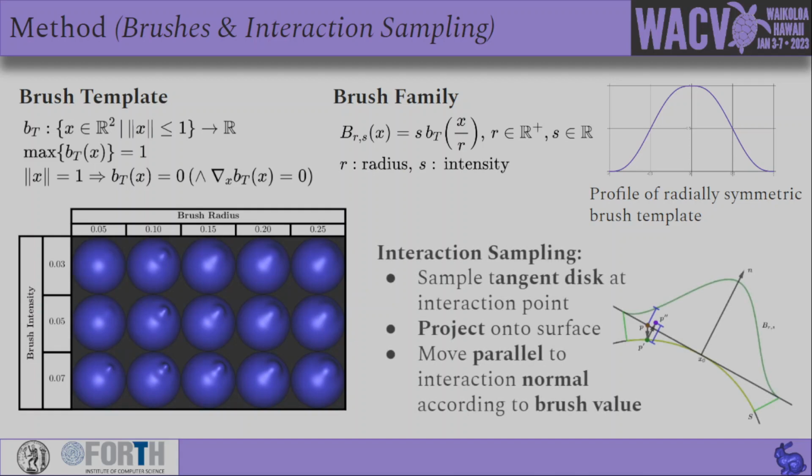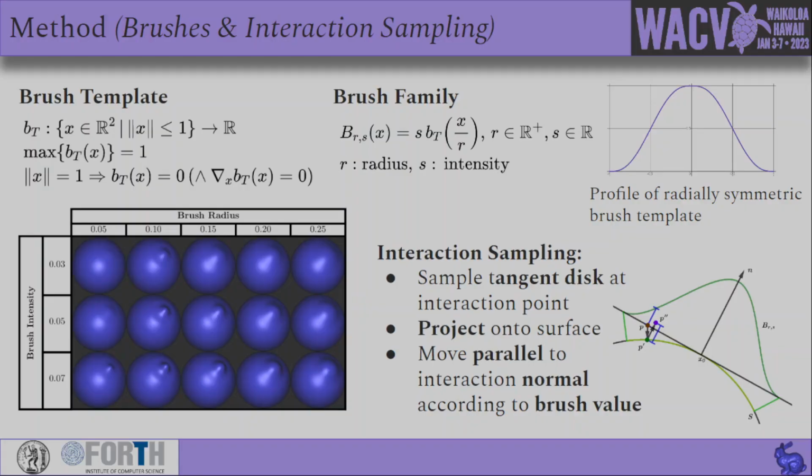In order to produce samples of the edited surface region, we sample the tangent disk at the interaction point, project the points onto the surface, and then move them along the normal at the interaction point according to the brush function's value. We combine these samples with the samples of the unedited surface to produce the final sample set used in the loss function.